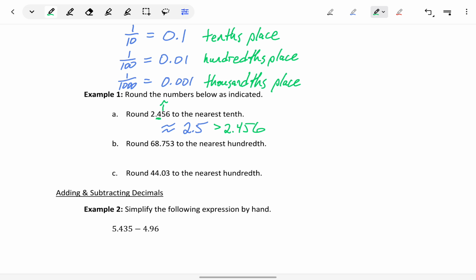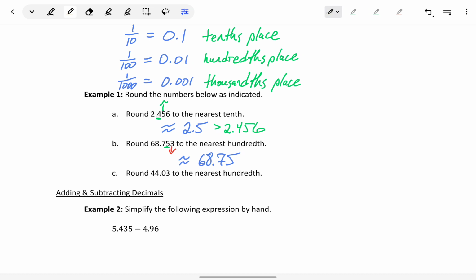In part B, we have the number 68.753, and we want to round this to the nearest hundredth. Our hundredths place is 2 places after the decimal point, so we're looking at that digit 5, and then the number to the right of it is a 3. That value is less than 5, which tells us we're going to round down. Meaning we're going to say that this original number is approximately equal to 68.75.